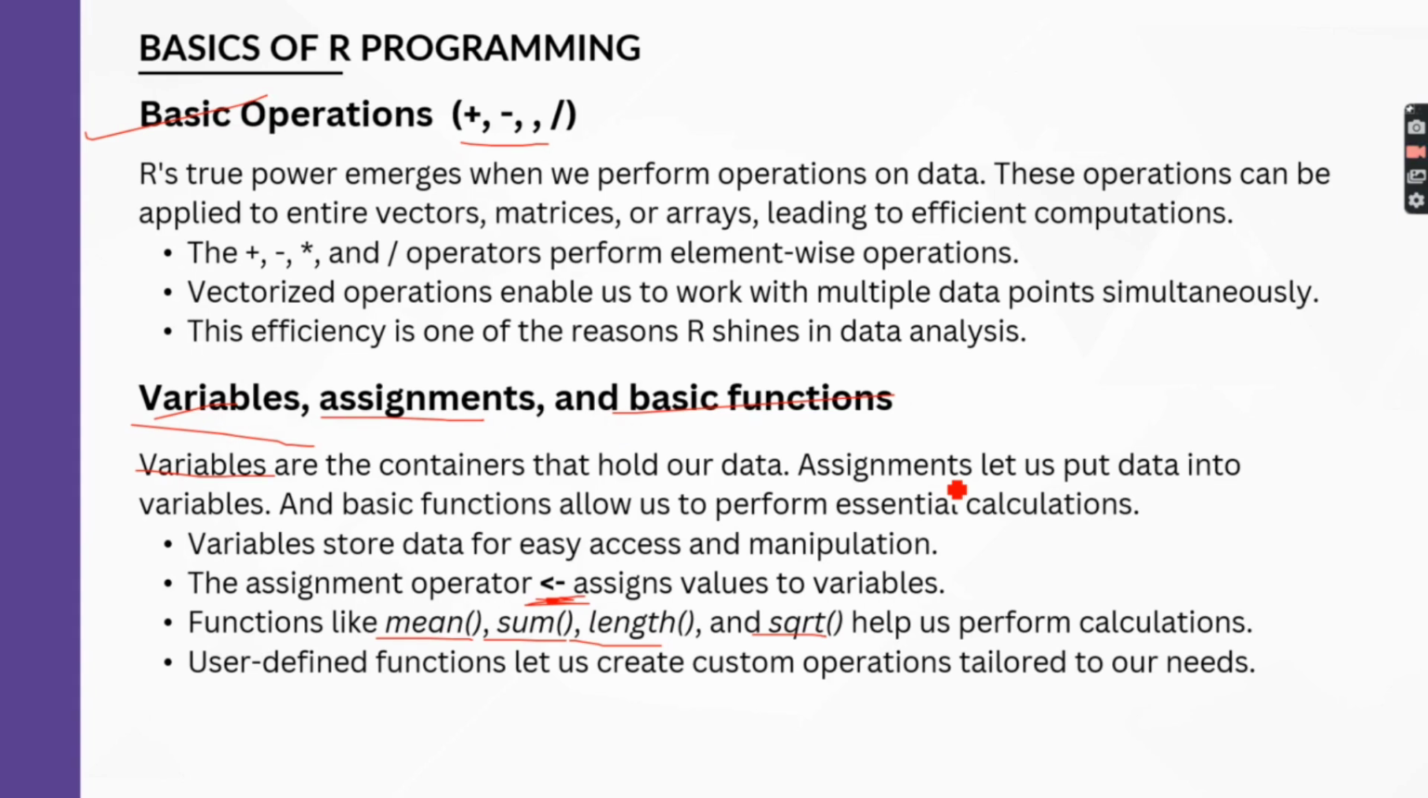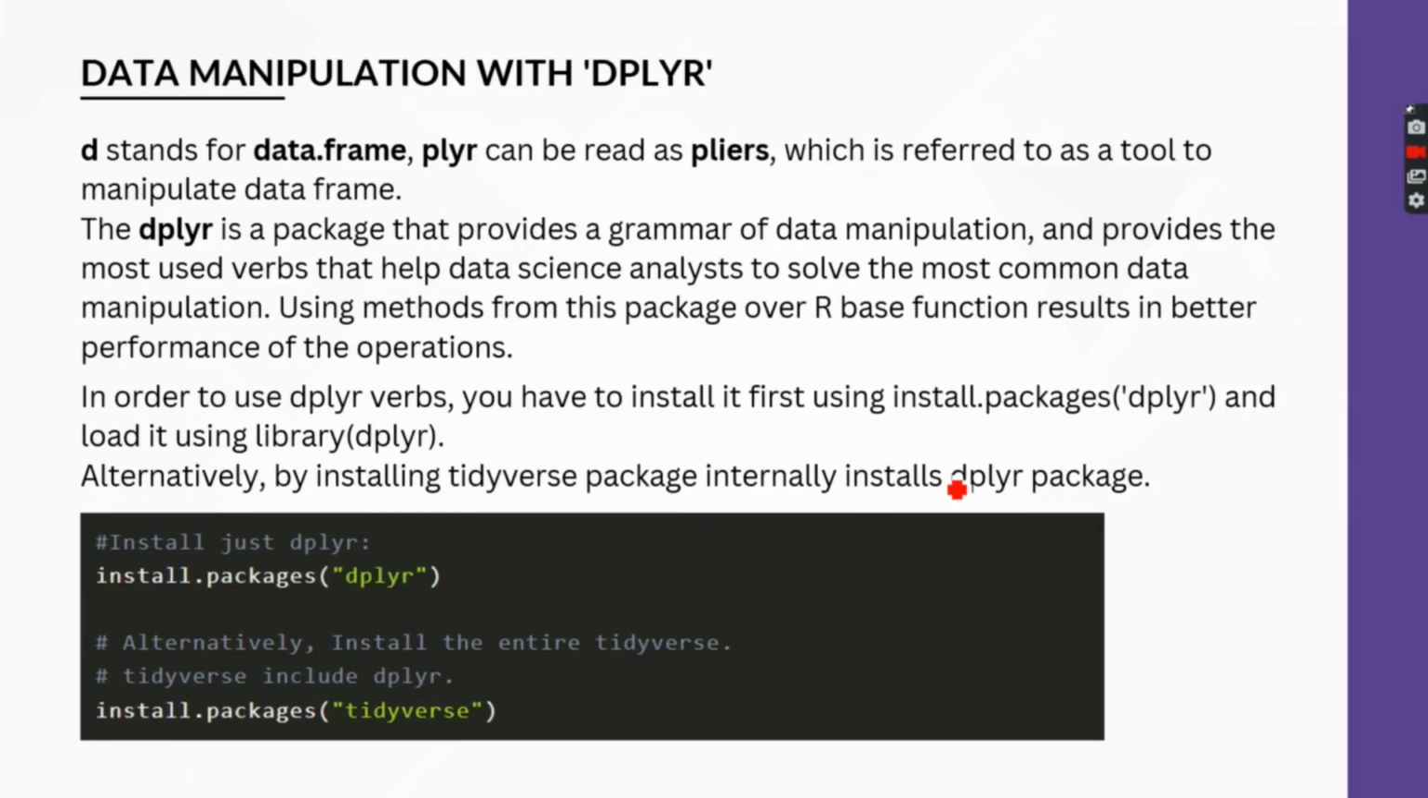So let us go deeper into R. Let us understand how R works. Now we have come to the very main part of our explanation, that is data manipulation with dplyr. I personally pronounce it dplyr package. Now D stands for data frame, which we recently understood how to create and how it looks after printing. And plyr stands for pliers, which refers to a tool to manipulate data frames.